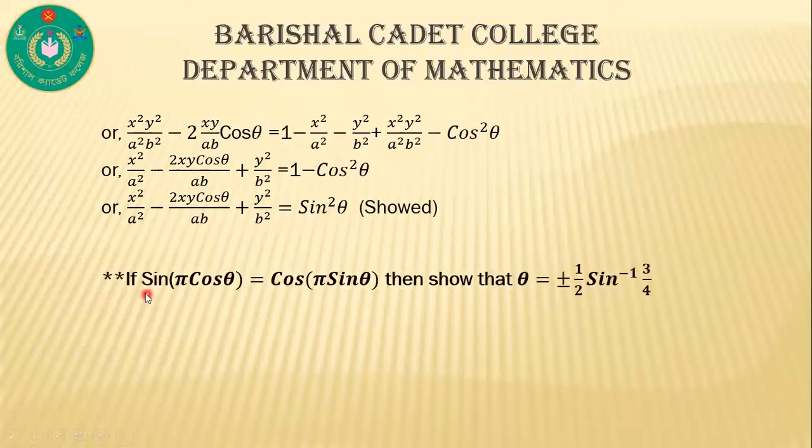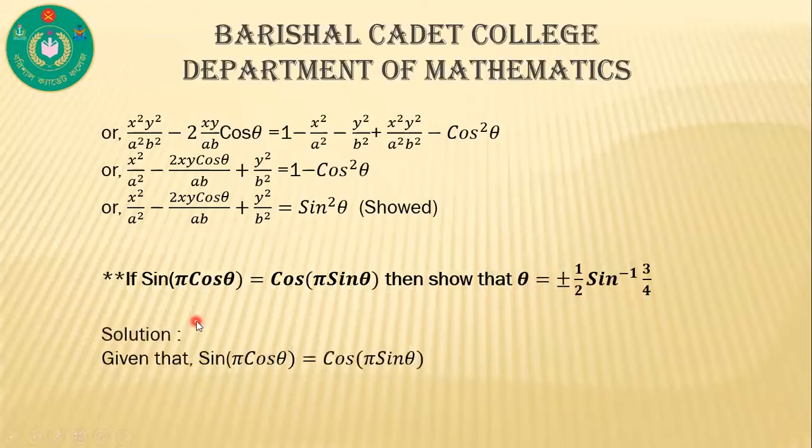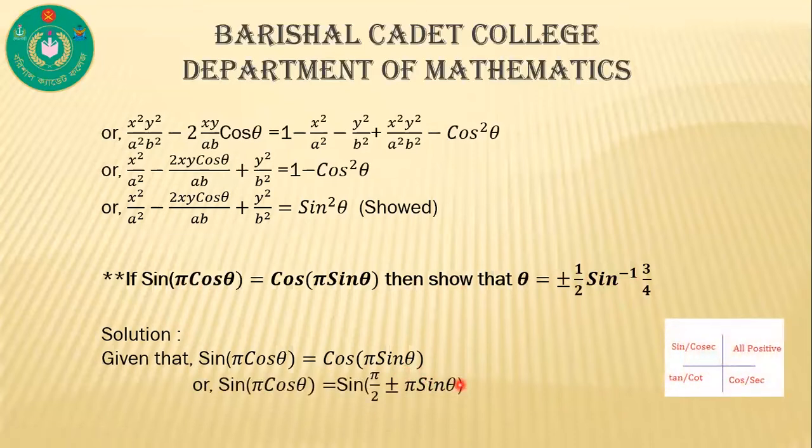Now another question. If sin pi cos theta is equal to cos pi sin theta, then show that theta is equal to plus minus half sin inverse 3 by 4. Now solution. Given that sin pi cos theta is equal to cos pi sin theta. Here you see, cos pi sin theta is sin of pi by 2 plus minus pi sin theta. Here sin 1 into pi by 2.